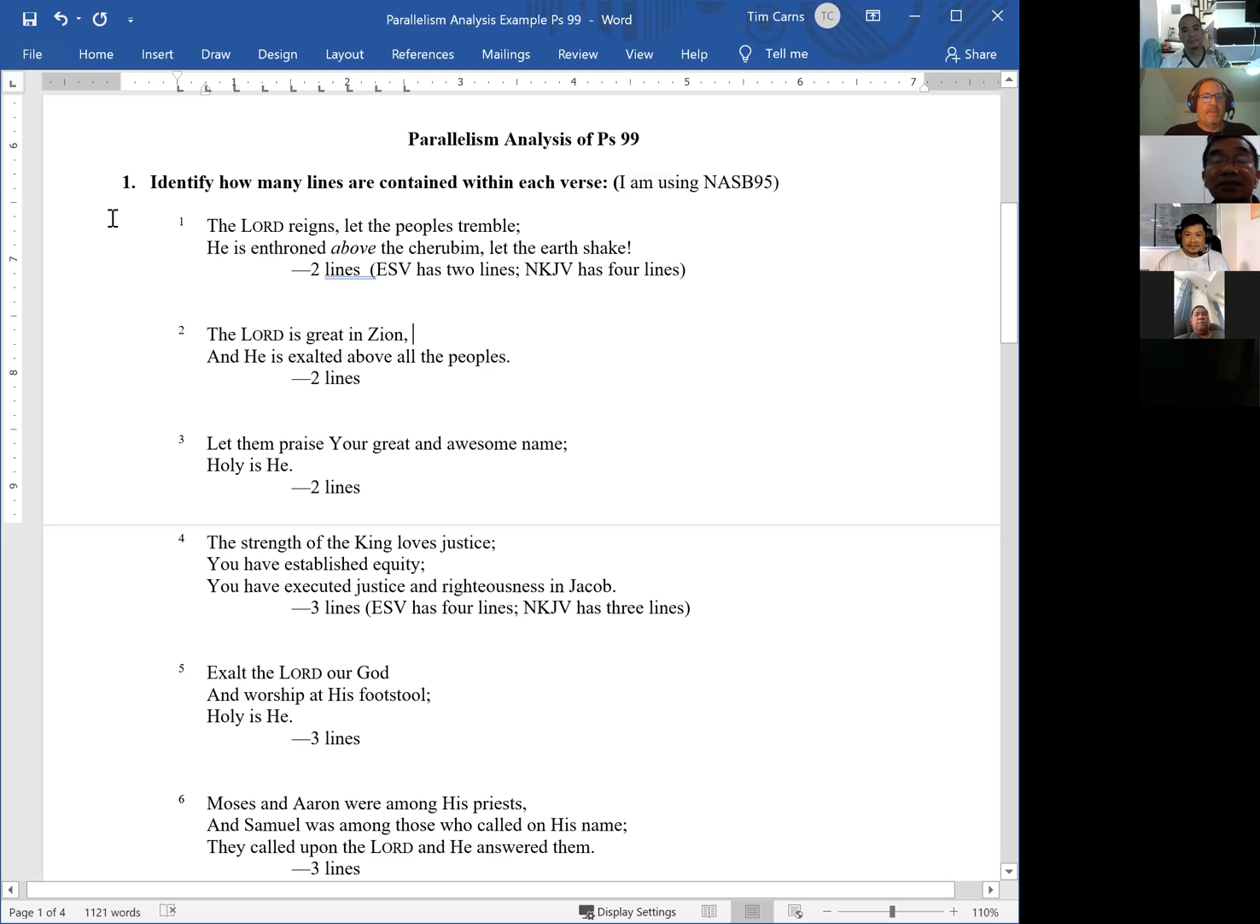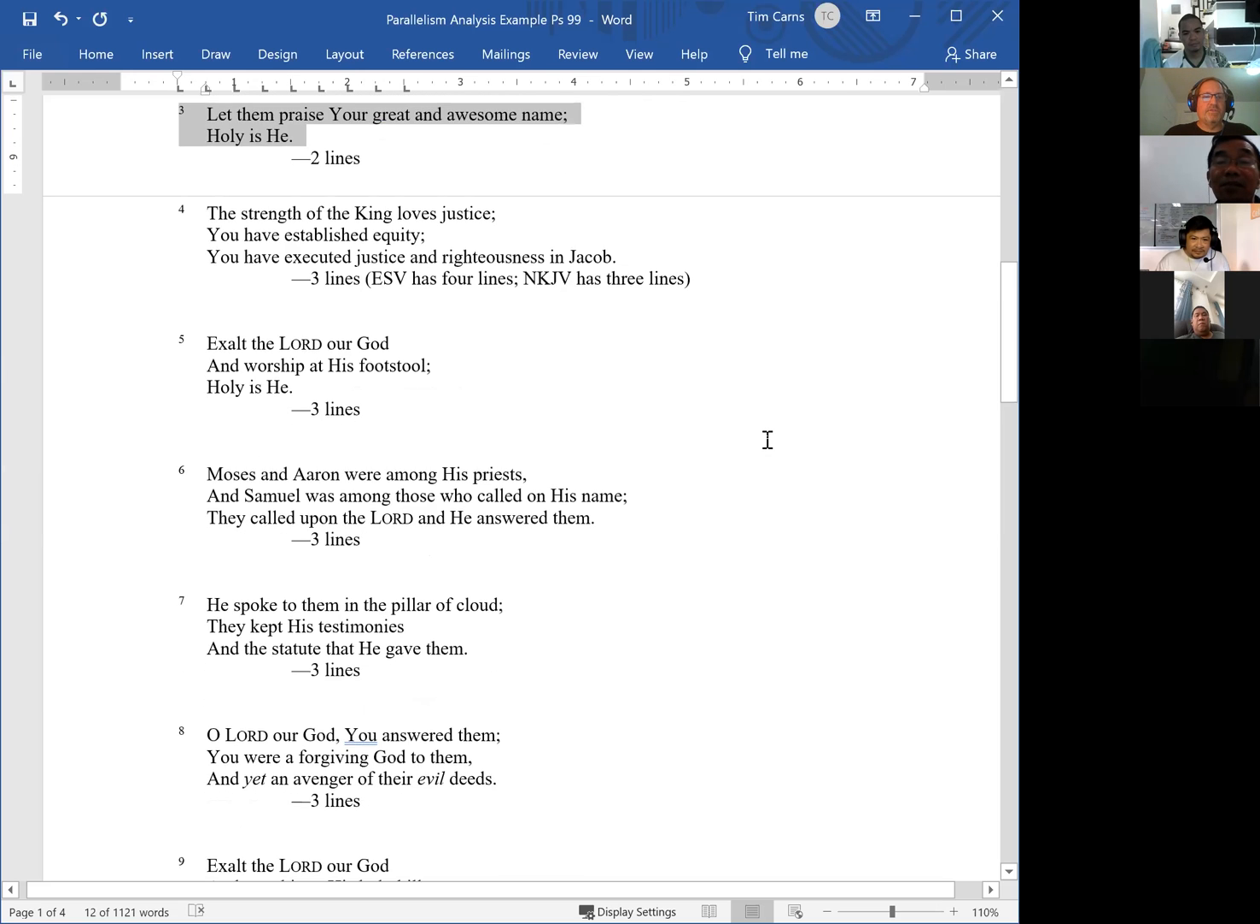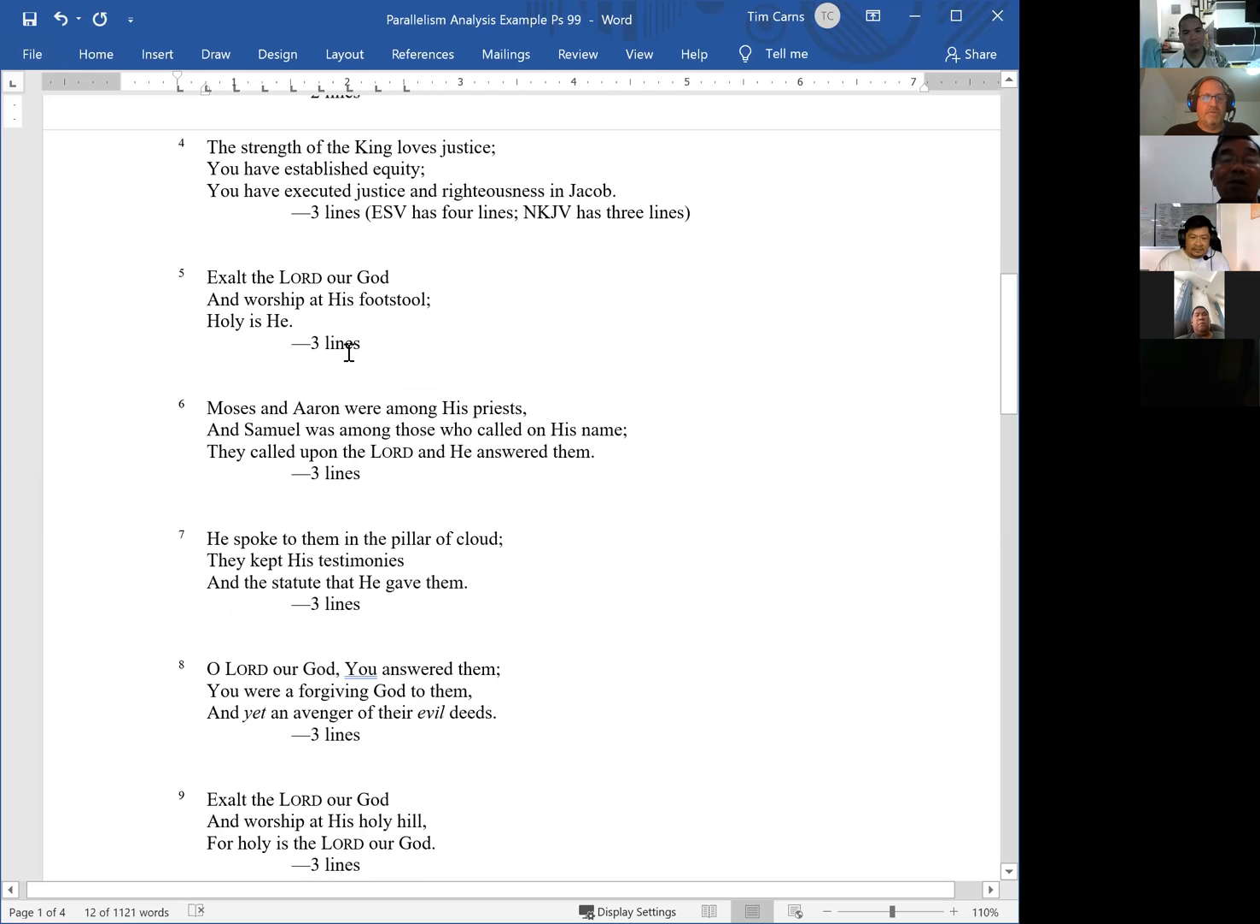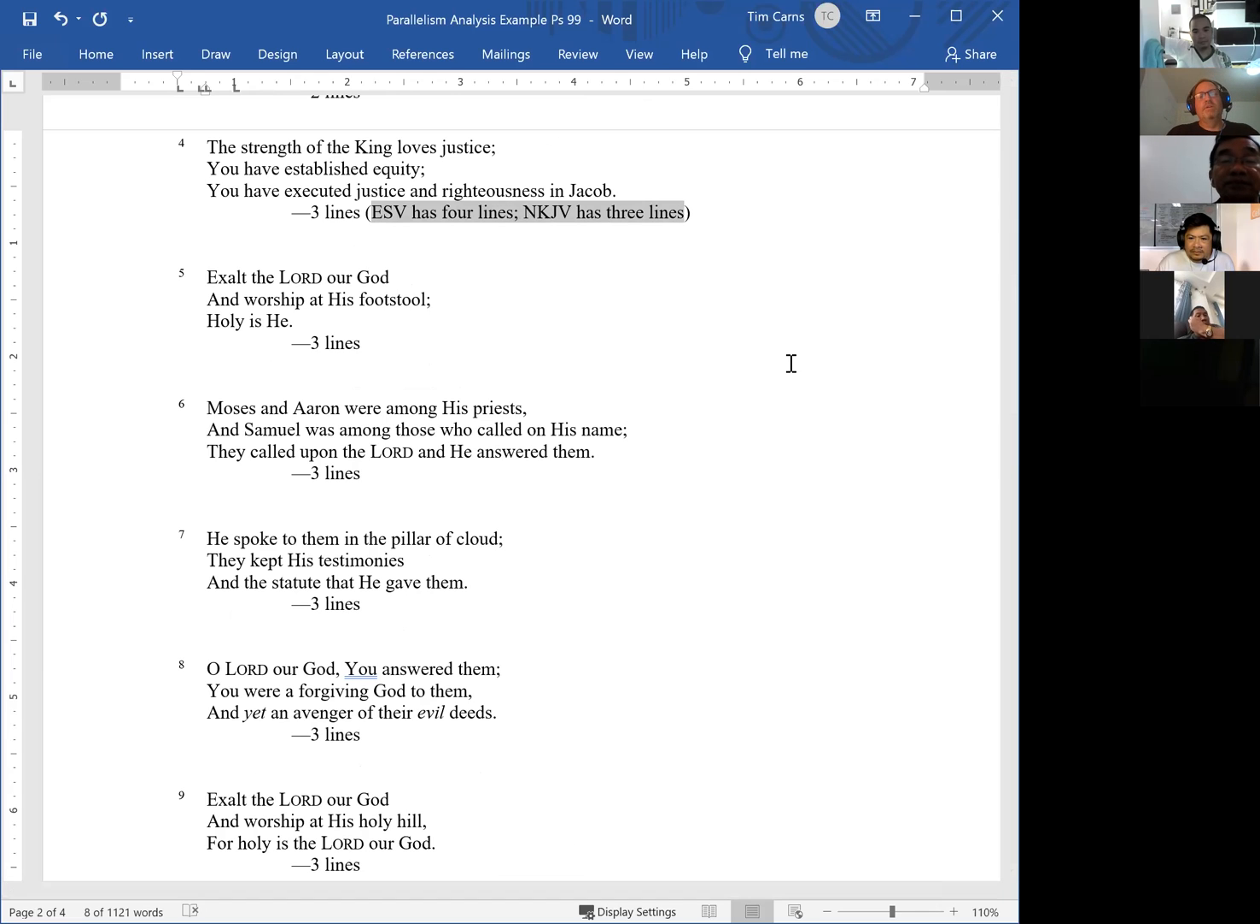And then notice here we have 2 lines in verse 1, 2 lines in verse 2, 2 lines in verse 3, and then there's a shift. In this particular psalm, it goes to 3 lines in all the rest of the verses 4 through 9. Now, again, I did see a difference in verse 4 as I compared the translations. The ESV had 4 lines, but the New King James had 3. So in this case, the New King James and New American Standard agreed with 3 lines, so I went with the 3 lines, because you go with the majority, 2 out of 3.